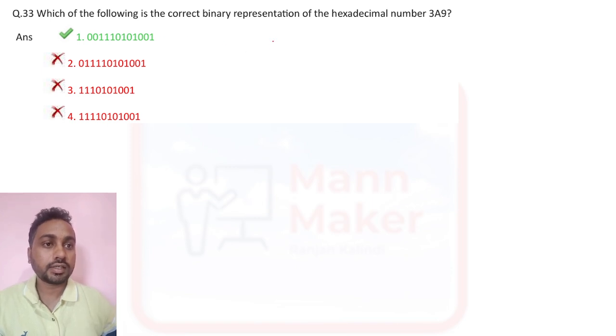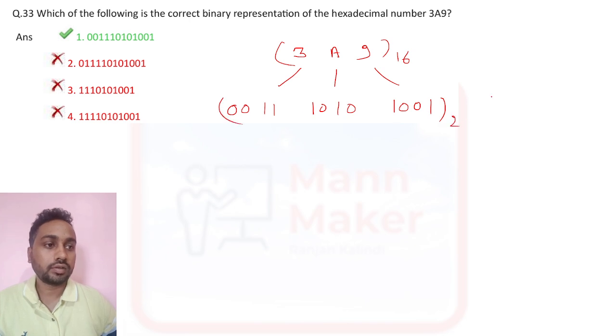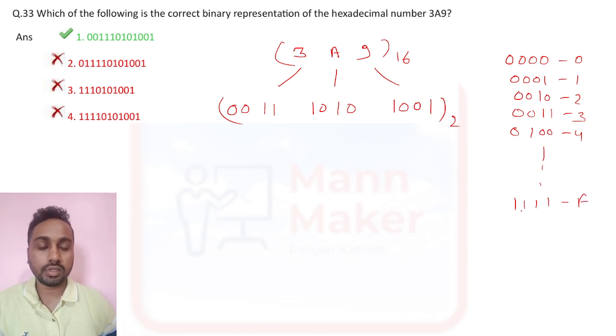Which of the following is the correct binary representation of hexadecimal 39? This is a hexadecimal representation. We have to find the respective binary. So 3, how are we writing 3? This is 0011, and 9 is what? 1001. This is your binary. You know already, I think, 0000 is 0, then 0001 is 1, 0010 is 2, 0011 is 3, 0100 is 4. So like that, 1111 is F or 15. The table is there. I think you know.